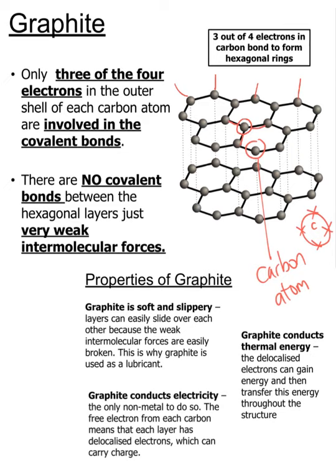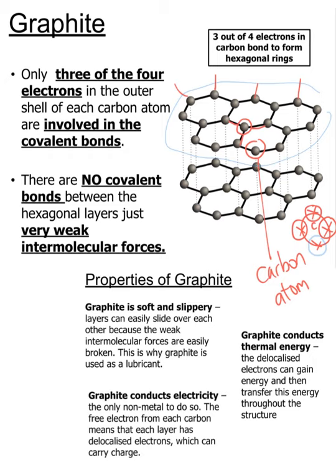So 3 of its outer shell electrons are engaged in pairing, which means consequently that we have a free electron in the outer shell of carbon, and that's going to come into play later on. Only 3 out of the 4 electrons are involved in covalent bonding, and there is no covalent bonding between the layers. So graphite is lots and lots of layers of this structure.